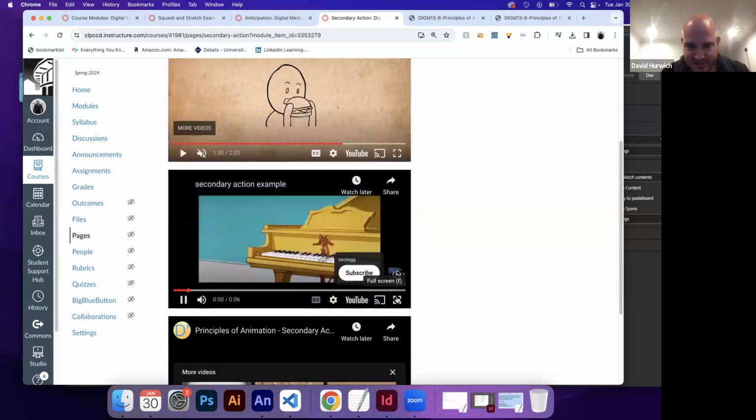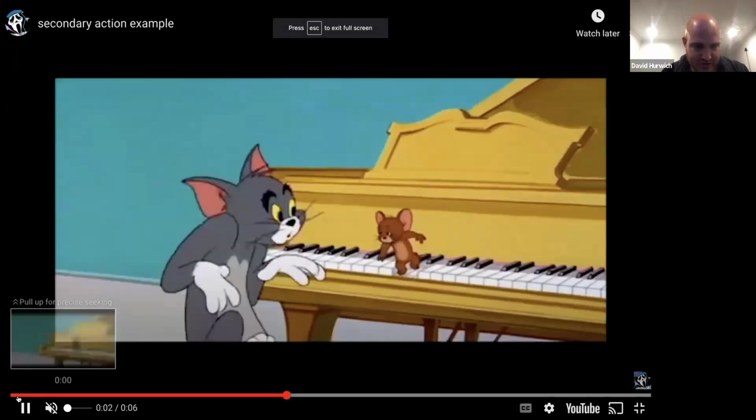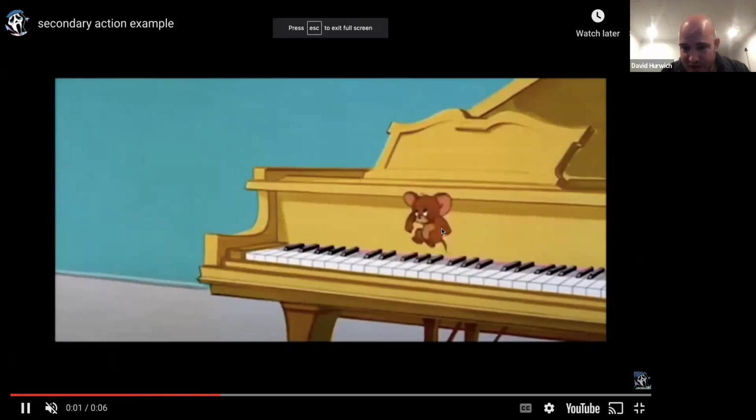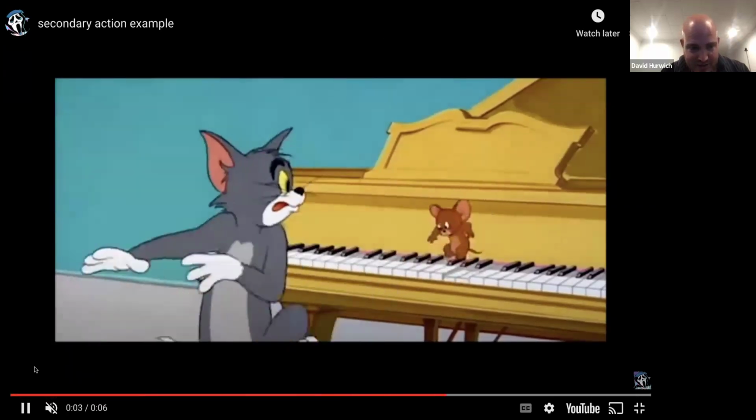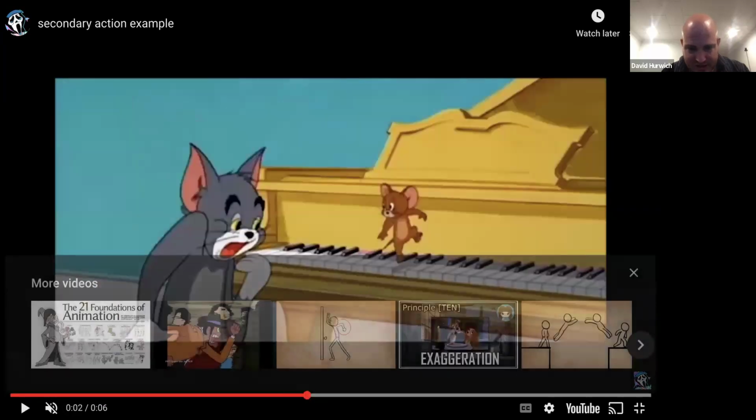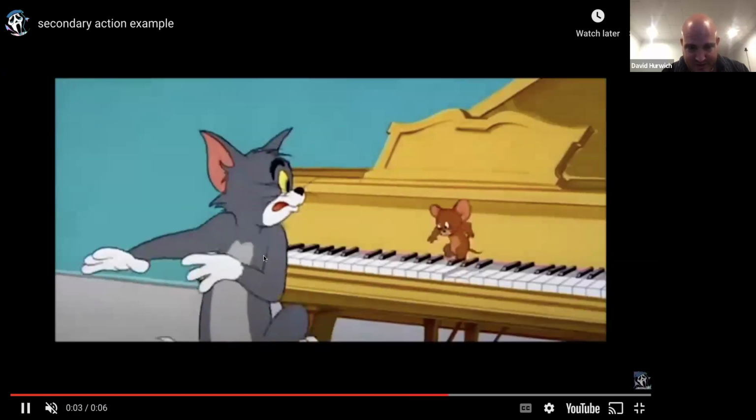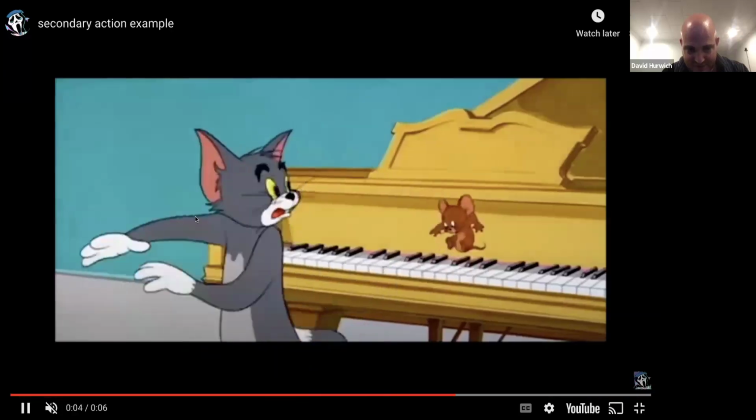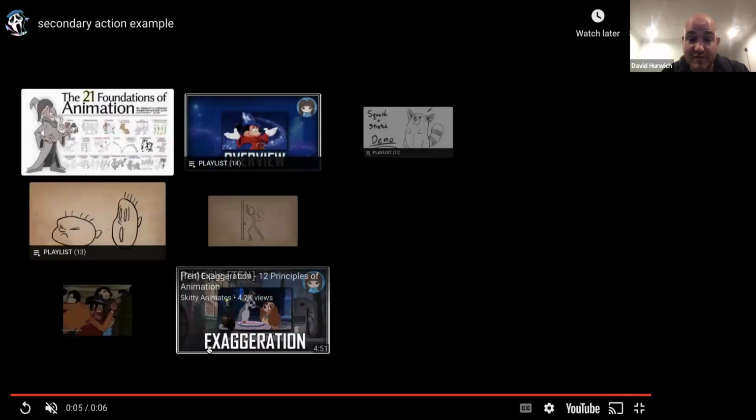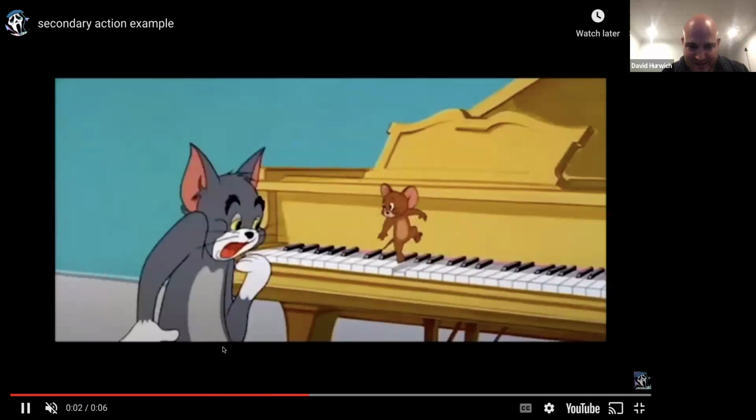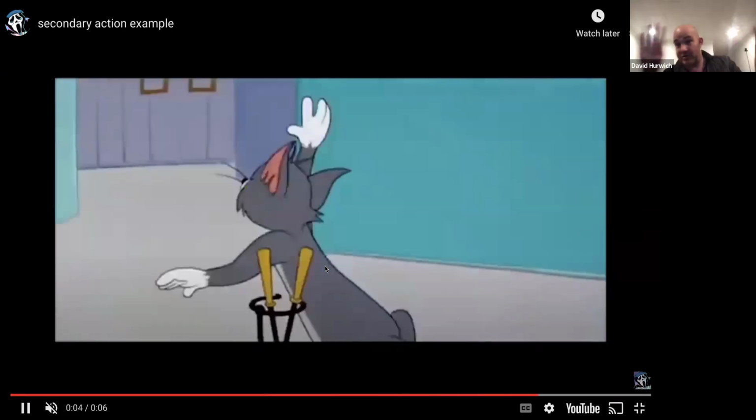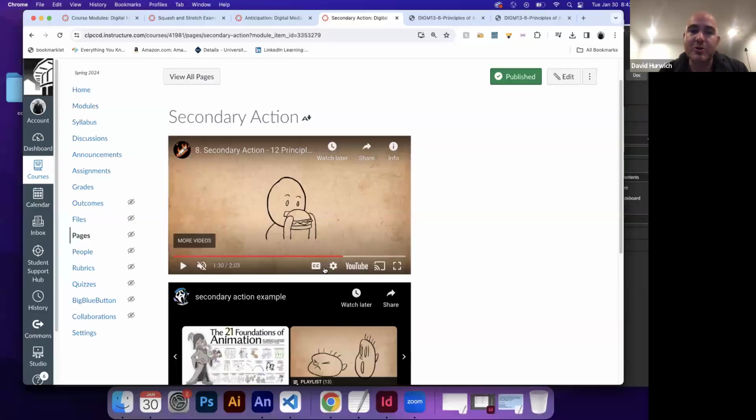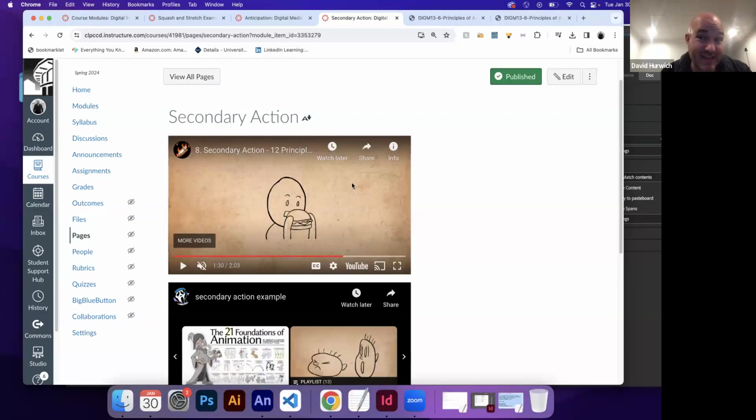Let's look at this in a traditional example. So here the secondary action's really all in Tom. His arms are moving, his head, all of that is kind of secondary. His feet are moving. It's not just one part of his body. They're all reacting. So his feet are tapping, his arms are going crazy. His arms and his ears and all that, that's the secondary action. Okay.